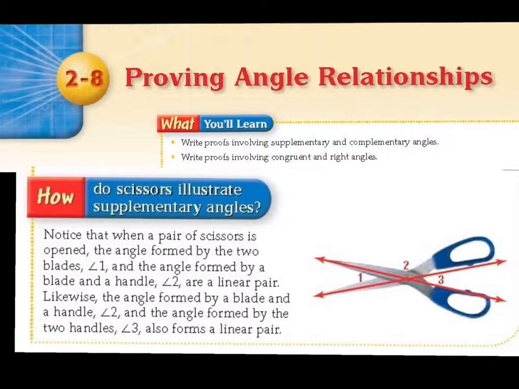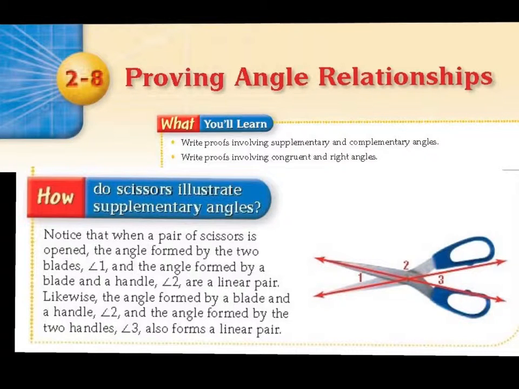Notice that when a pair of scissors is open, the angle formed by the two blades, angle 1, and the angle formed by the blade and the handle, angle 2, are a linear pair. Likewise, the angle formed by the blade and the handle, angle 2, and the angle of the two handles, angle 3, are also a linear pair.